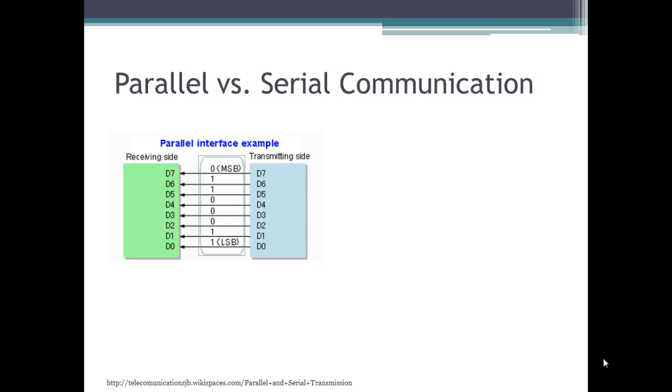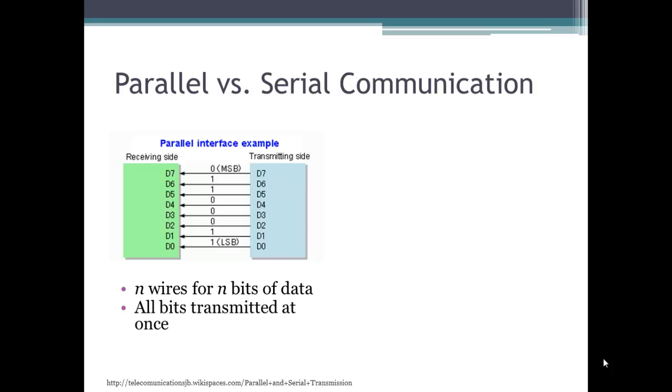So in parallel communication, we can see the transmitter on the right and the receiver on the left, and an entire byte of data is transmitted all at once. So the number of wires needed to transmit a byte of, let's say, n bits is n wires. And the nice thing about this is that all of the bits, the entire amount of data, is transmitted simultaneously. As a result, the transmission can feasibly be done in one clock cycle.